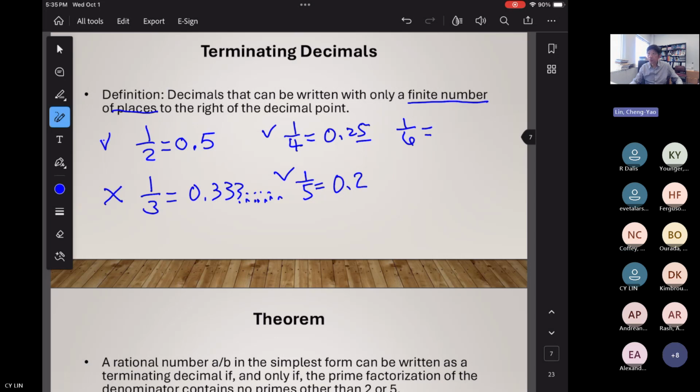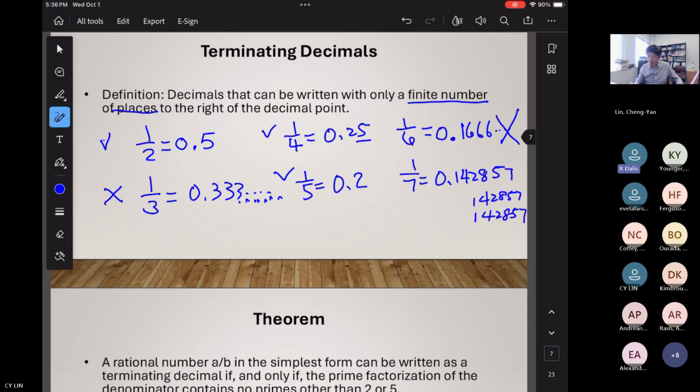Now what about 1/6? If I have 1/6, then I convert this to a decimal, 0.16 repeating. So is this a terminating decimal, yes or no? No, very good. How about 1/7? I convert this to 0.142857, and then it continues 142857 142857. Yes or no? No.